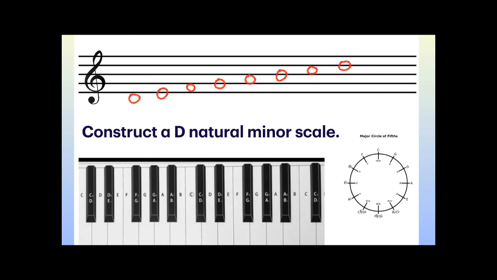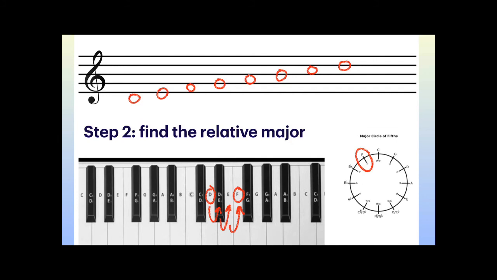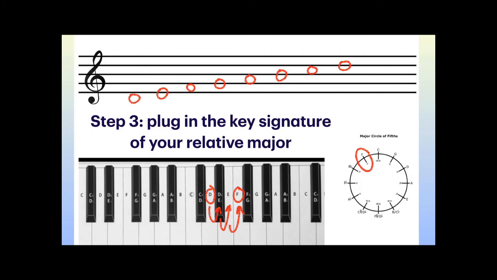Now that we've put it on the staff, our second step is to find the relative major. We can do this on our keyboard. Starting on a D, we're going to go up 3 half steps to the relative major. We've just landed on an F. So D minor and F major share the same key signature. And if we take our circle of fifths, knowing that C has no sharps or flats, and move 1 degree to the left, we end up on F, which has 1 flat. And when we have 1 flat in the key signature, our order of flats tells us that that flat will always and only be a B flat. So we're going to plug in the key signature now of our relative major by adding B flat.